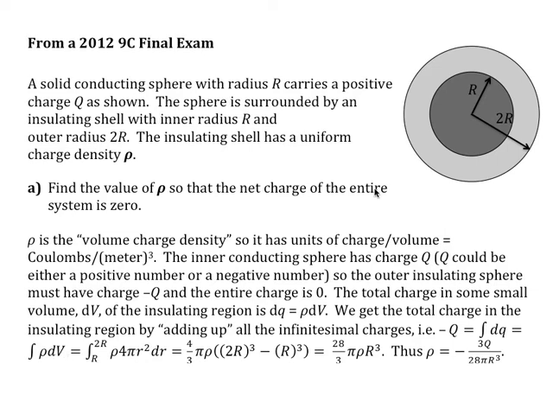A reasonable differential volume would be a spherical shell. The spherical shell with surface area 4 pi r squared and thickness dr is a differential volume. Multiply that by rho, and integrate over radius r equal to capital R out to r equal to 2 capital R. So that's what this integral is. We do this integral, we solve this equation for rho and find out that this is what rho is. The charge density is such that the total charge on the insulator cancels out the total charge on the conductor.